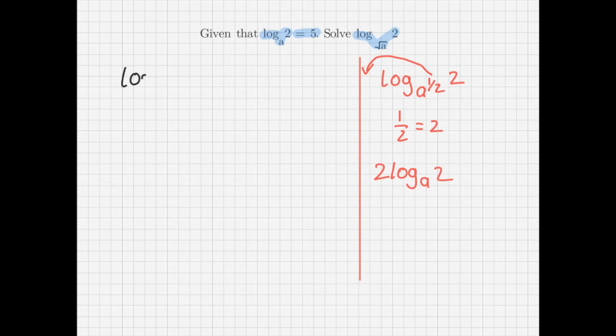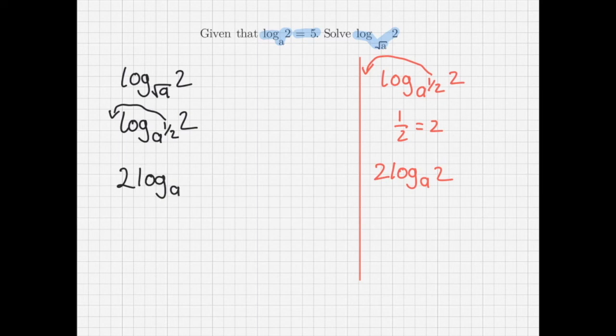So we have log base square root of a of 2. We have to solve for this. So we can write square root of a as a to the power of 1/2. And using this rule here, we can bring 1/2 to the front and it will reciprocate and become 2. So we'll have 2 log base a of 2. Now we can simply substitute 5, because log base a of 2 is equal to 5. So we'll have 2 times 5, which is equal to 10. So our final answer is 10.